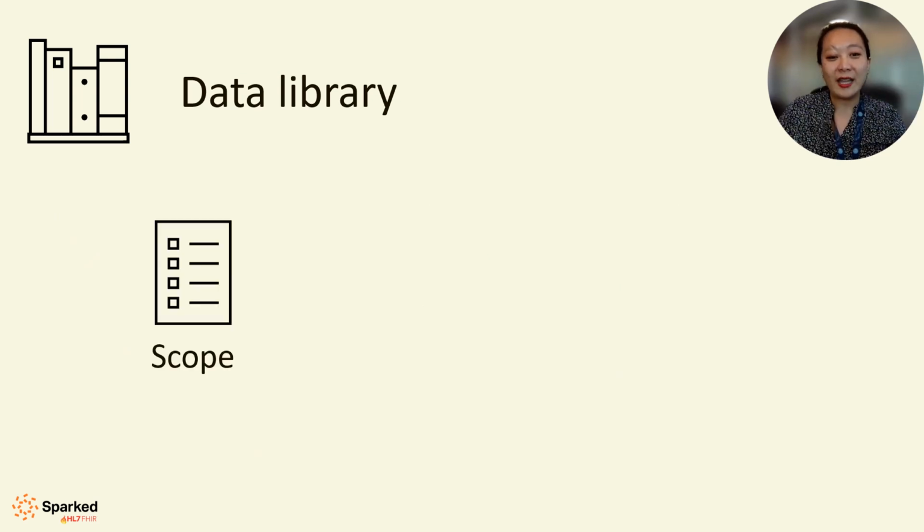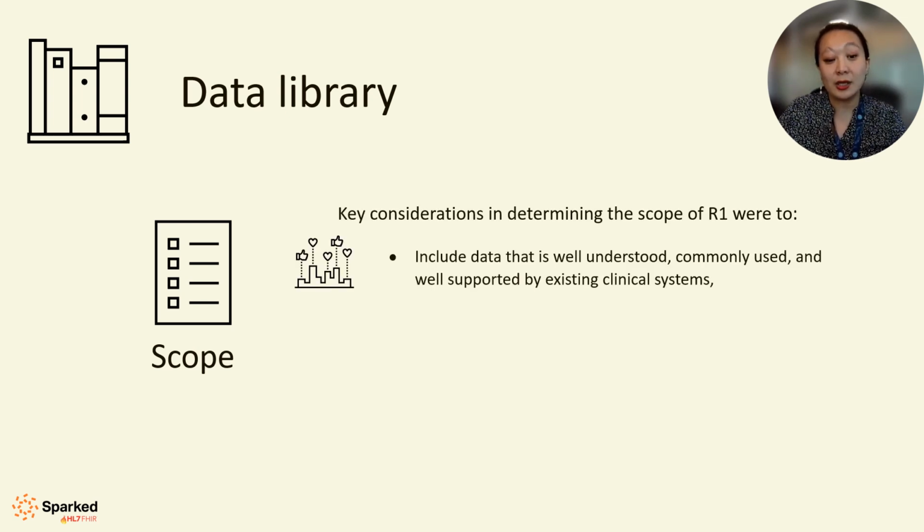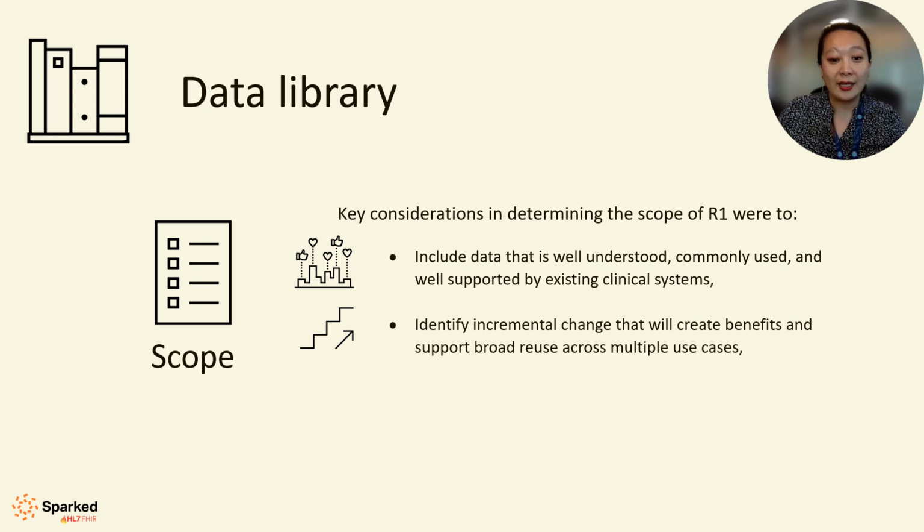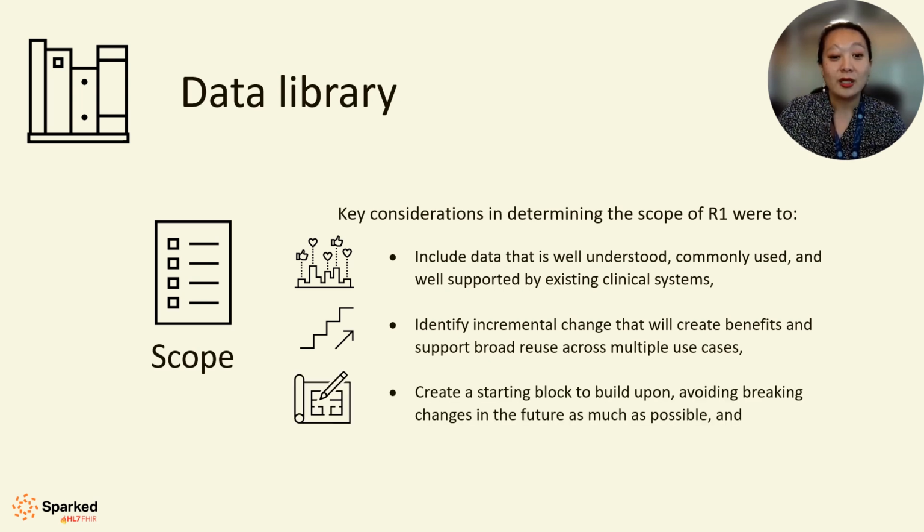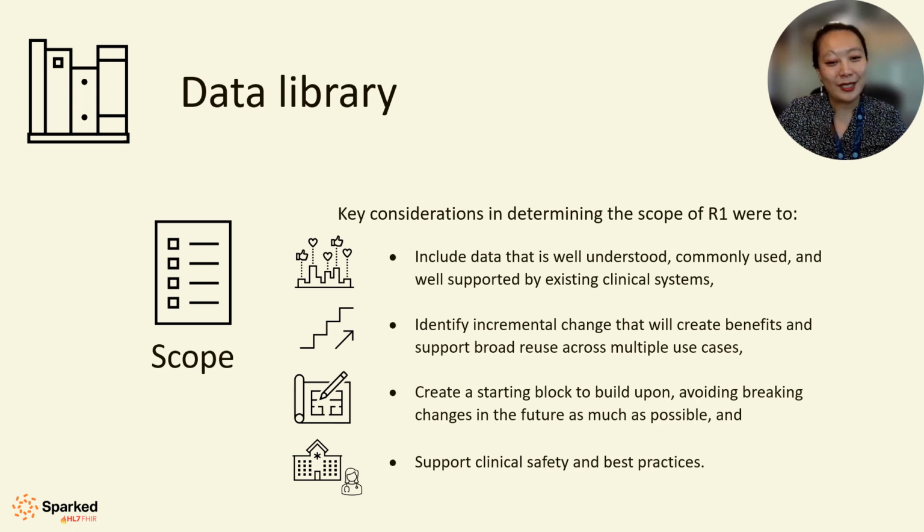The first release of AUCDI is the foundation on which more comprehensive information models will be built as standards, policies, technical implementations, and user requirements mature and evolve. Key considerations in determining the scope of R1 were to include data that is well understood, commonly used, and well supported by existing clinical systems, to identify incremental change that will create benefits and support broad reuse across multiple use cases, to create a starting block to build upon, avoiding breaking changes in the future as much as possible, and to support clinical safety and best practices.